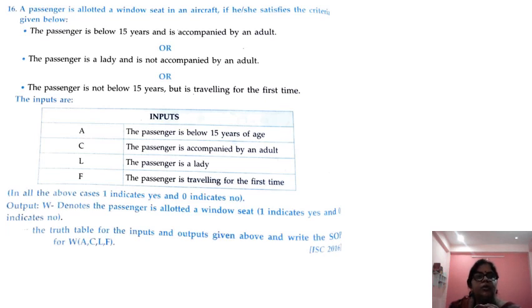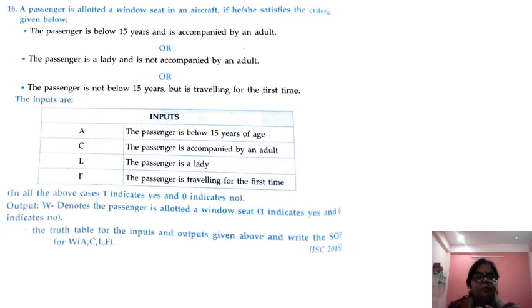The passenger is below 15 years and is accompanied by an adult, or the passenger is a lady and is not accompanied by an adult, or the passenger is not below 15 years but is traveling for the first time. Out of all the 3 criteria, 1 criteria should be true.